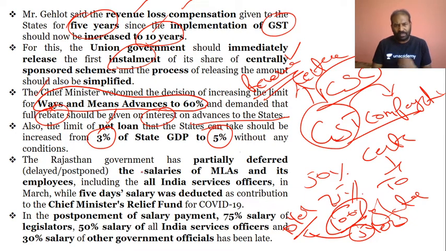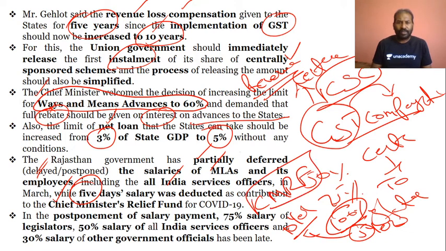And he has also gone ahead with this partial deferment, in the sense delay or postponement, of salaries of MLAs, employees, all India service officers. 5 days of salary will be deducted, and that would be contributed to the Chief Minister's Relief Fund, CMRF. Fine, and then the deferment of the salaries would be 75% salary for the legislators, 50% salary for all India service officers, 30% for other government officials will be late.